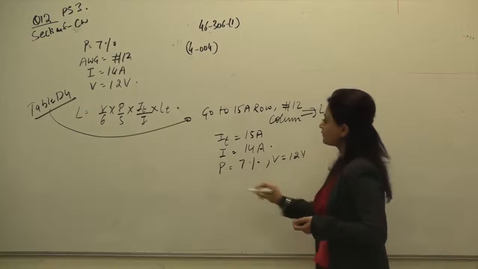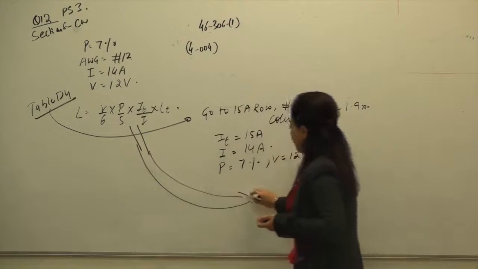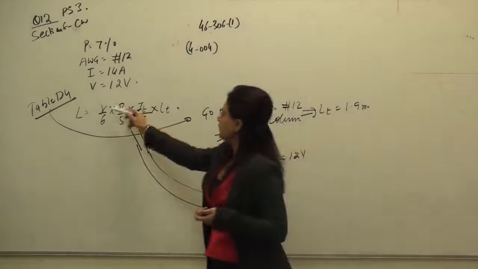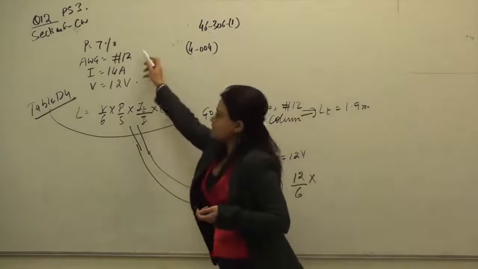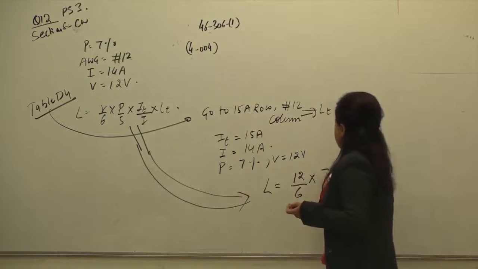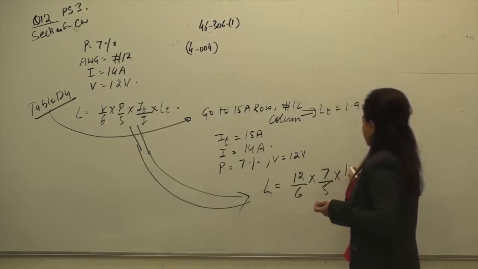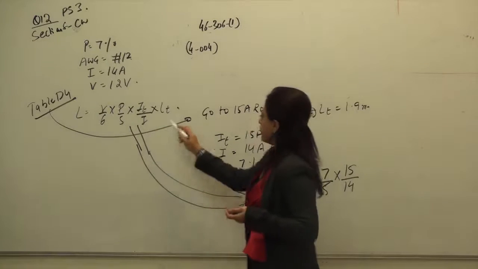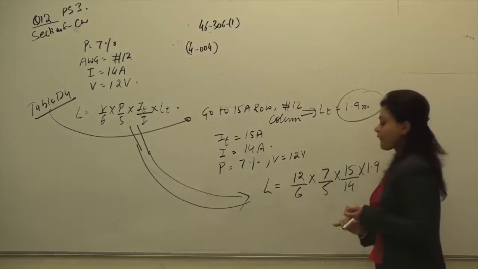So pretty much I have everything to put in this equation to find my answer. Okay? So L is equal to V for voltage, given to be 12. So I'm going to say 12 over 6 times P for percentage drop, which is 7%, divided by 5. Current from the table is 15 amps. I will divide by 14 because I is 14. Length from the table that we figured out is 1.9.